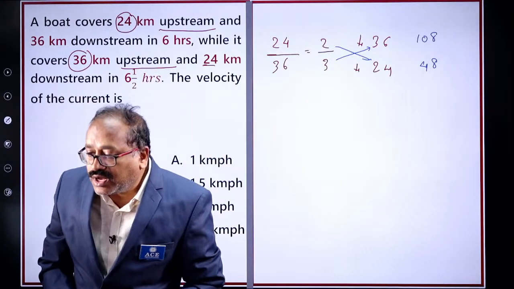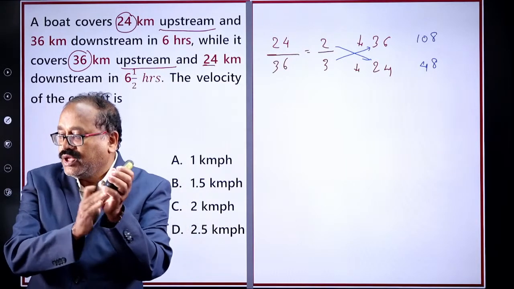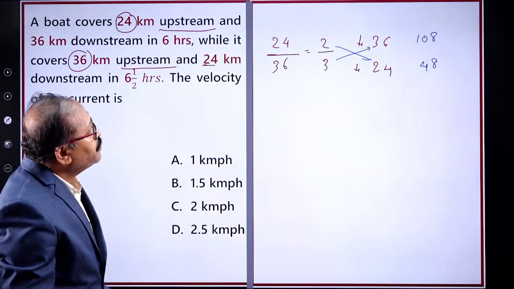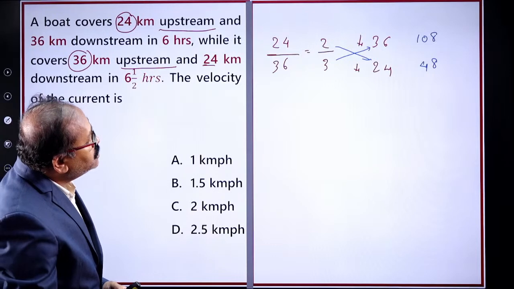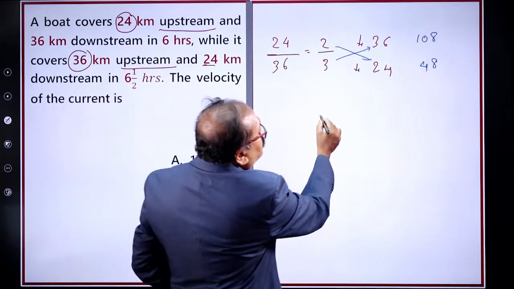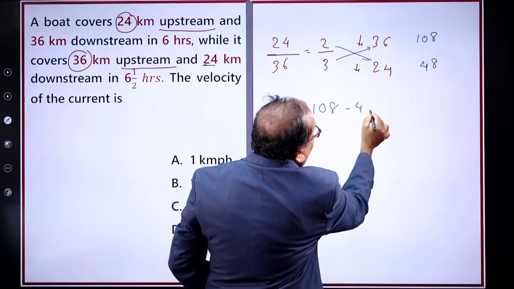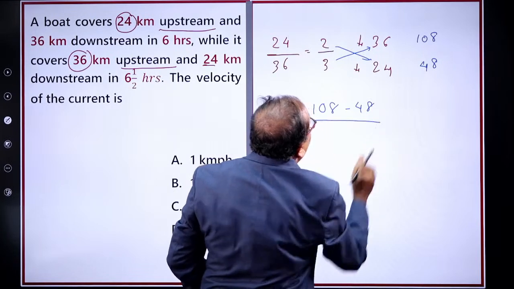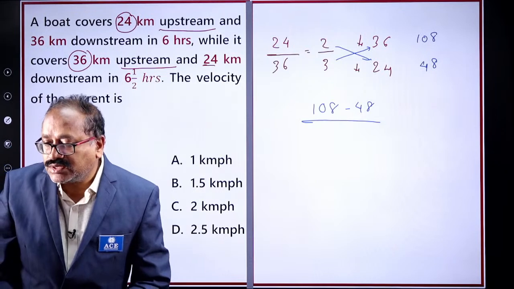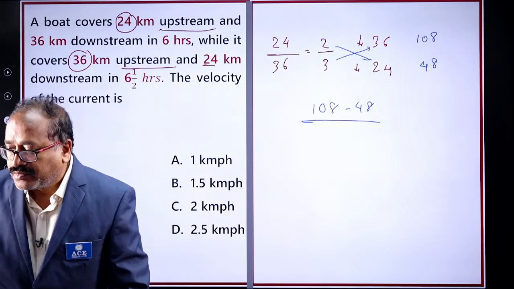Now what is next? Anyone answer the question? 2.5. Rahul, wow, well done. So what we are going to do here is, now you take the difference of this. You take the difference of this. So what is that difference? So 108 minus 48. This is the difference. Okay, anyone else answer the question?